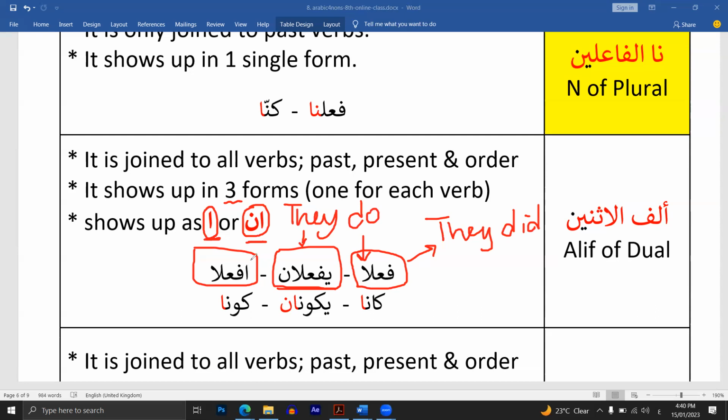Okay, they do. Present. افعل, I'm giving a command to two persons, whether they are two males or two females. افعل, again, we have it as ألف, only ألف with no noon. So again here, ألف الاثنين. In this case, it is the subject of the verb. As I translate it here, they, okay? افعل means do. I'm talking to some persons.